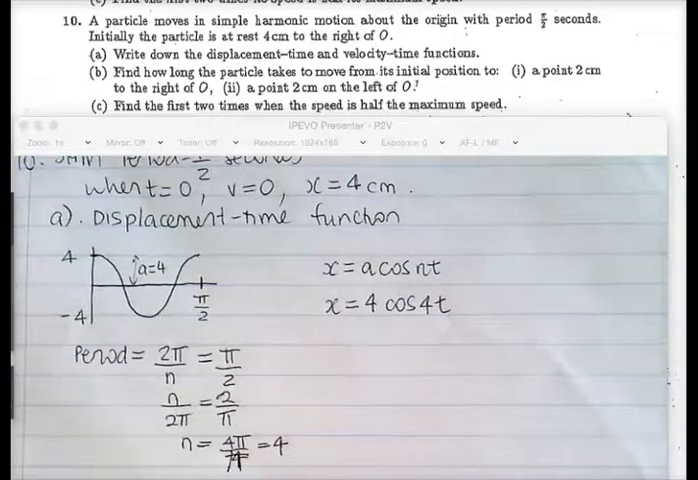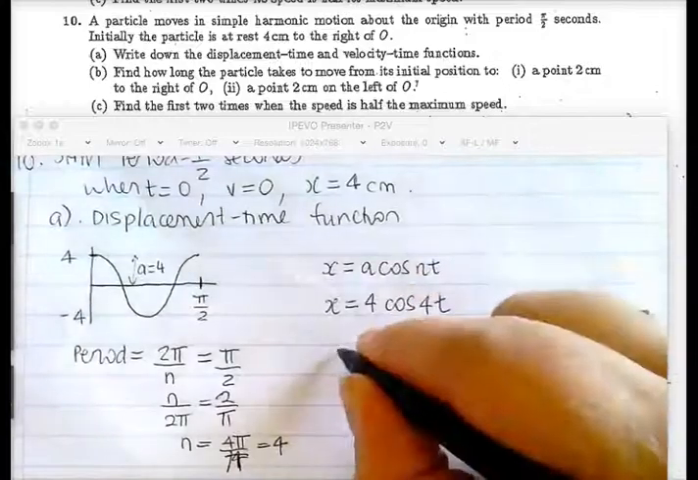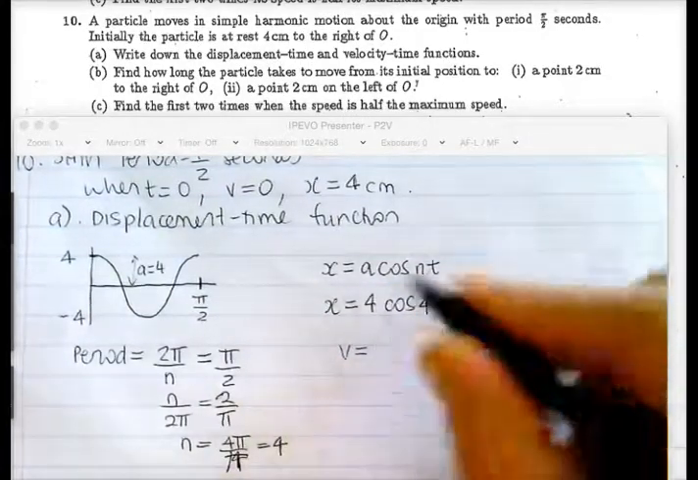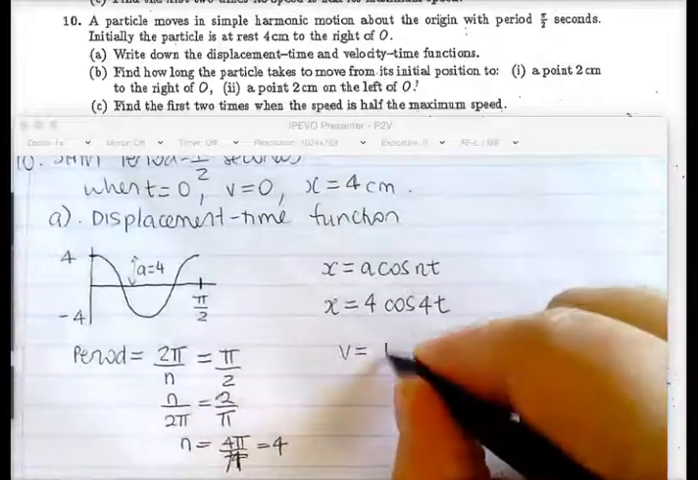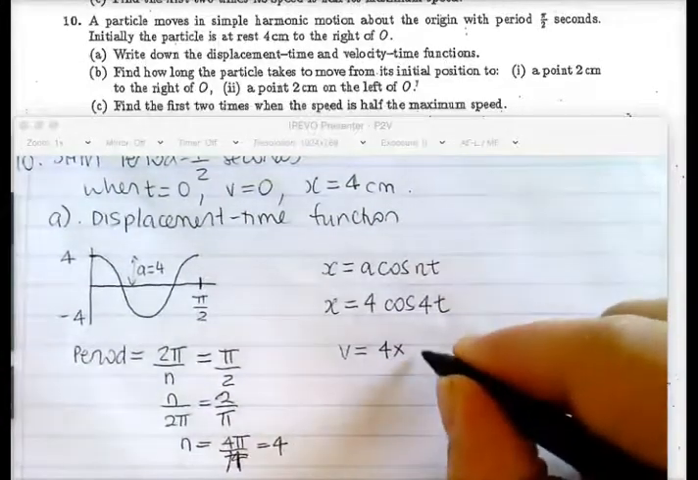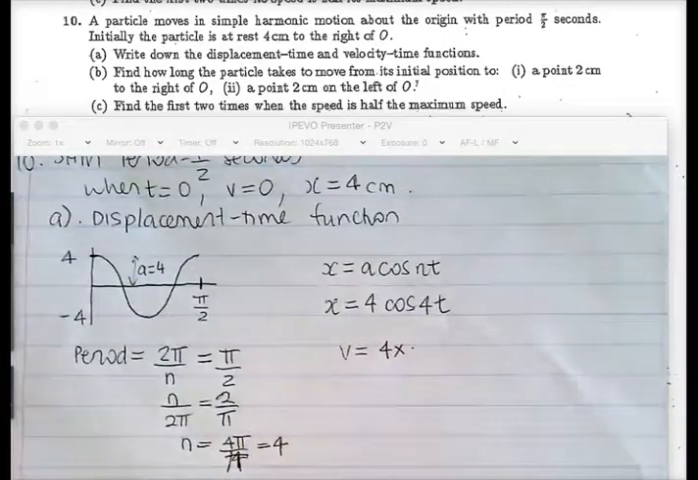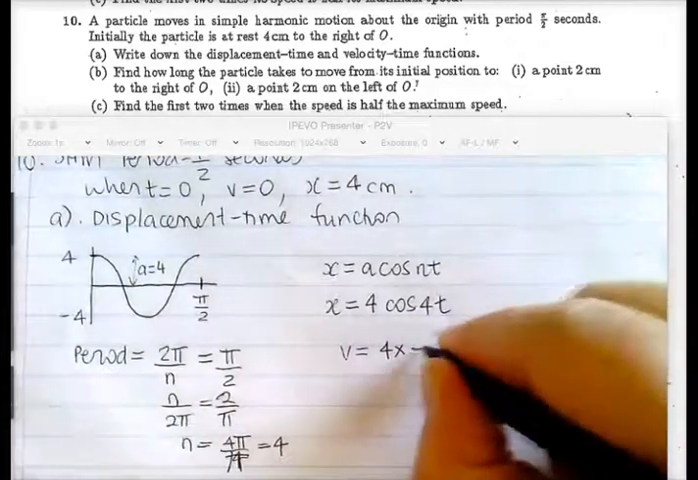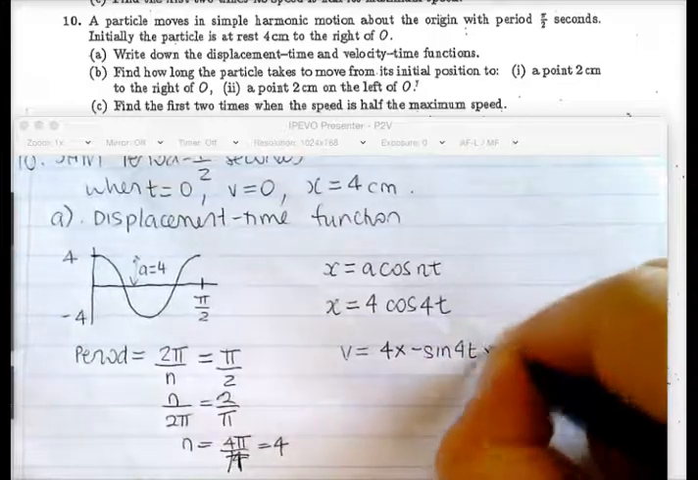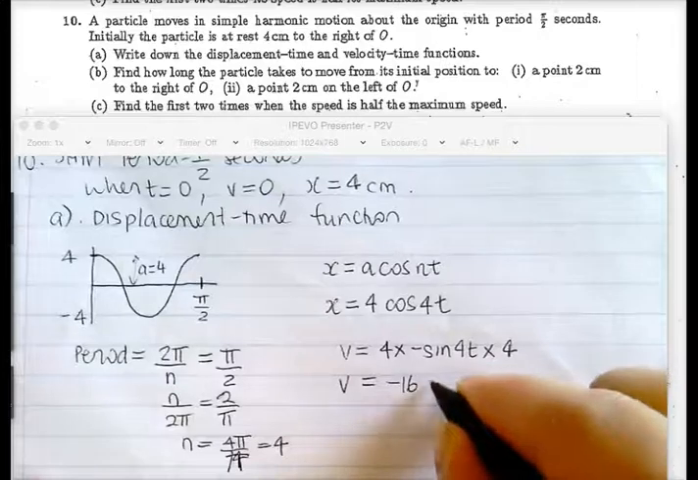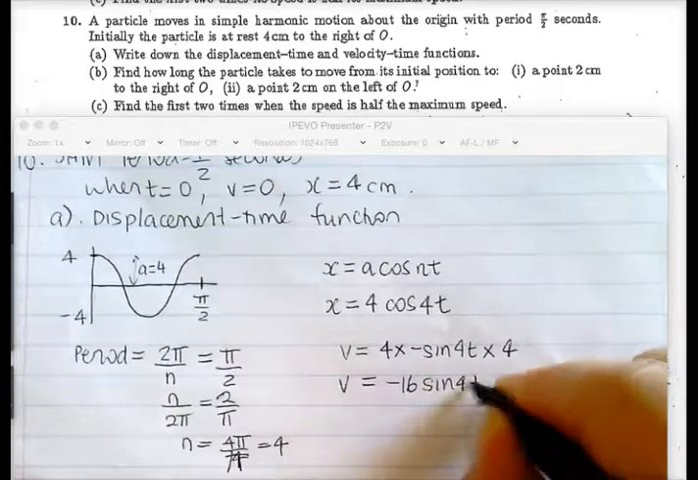Right, the velocity time function. If that's the displacement function, then velocity is what? The derivative of that, which is what? Anyone? Differentiate cos 4t: negative sine 4t times 4. So velocity is negative 16 sine 4t.